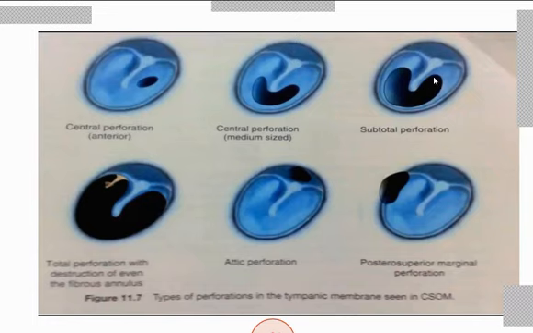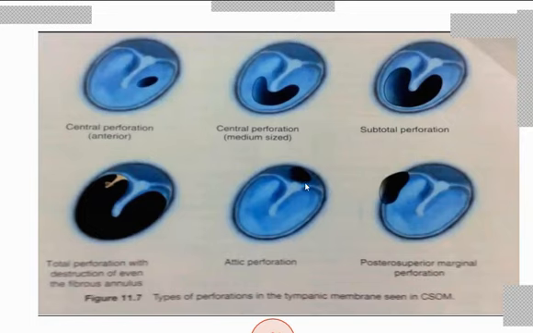Here, this is almost in all four quadrants, anterosuperior, anteroinferior, posteroinferior and posterosuperior parts of the pars tensa. So here there is a subtotal perforation. There is the annulus of the tympanic membrane. When it is involved, we call it a total perforation. Here they are not able to see the annulus, and the bony tympanic annulus is exposed.